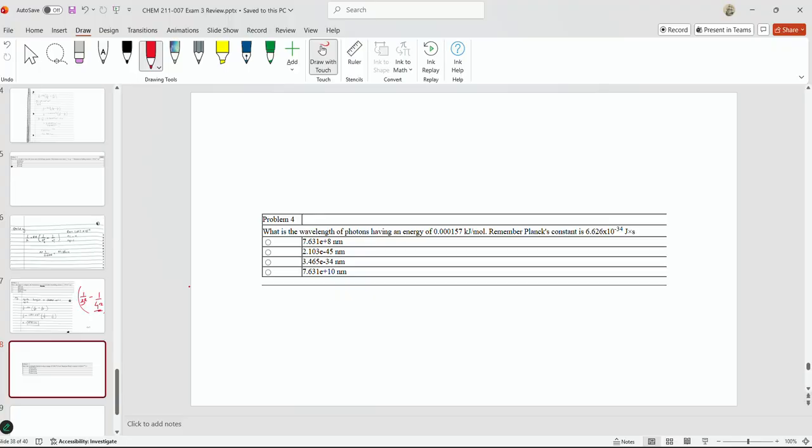Problem number 4. Okay, wait. Do I have a solution here? What is the wavelength of photons having energy from K? So when it says photons, we have to convert it to what do we need to convert it to? Lambda, or wavelength rather. So this is asking for wavelength, but we have energy of this. So first we have to convert this to photons, right?